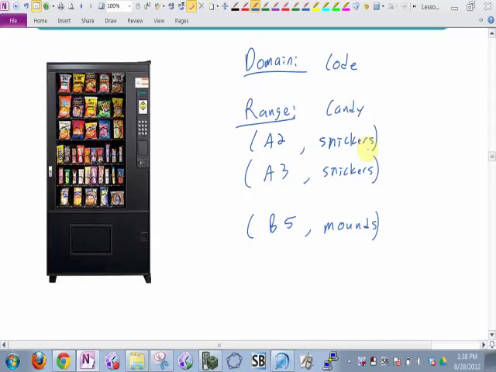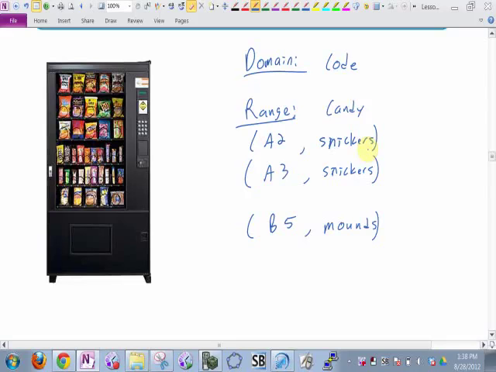But what if you discover, you buy a Snickers, and it comes out like it's gross. Something's wrong with it. Mold and just gross. And you want to find out, where did that Snickers come from? Where are the defective Snickers? So you try to create an inverse function, right? Where you put Snickers in, it tells you what code gave it back.